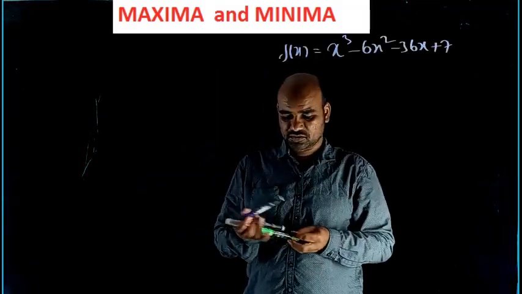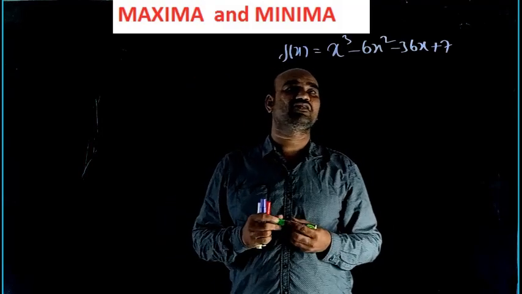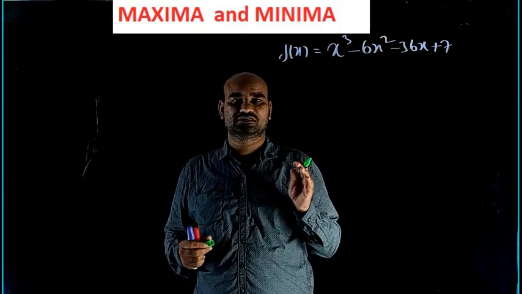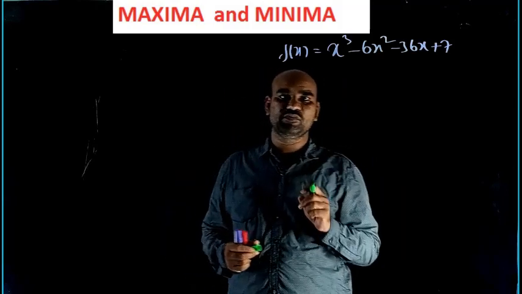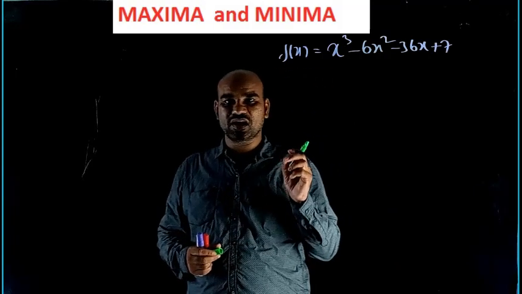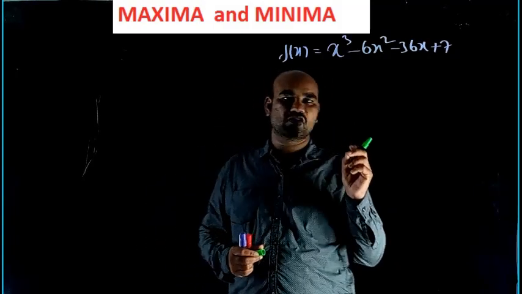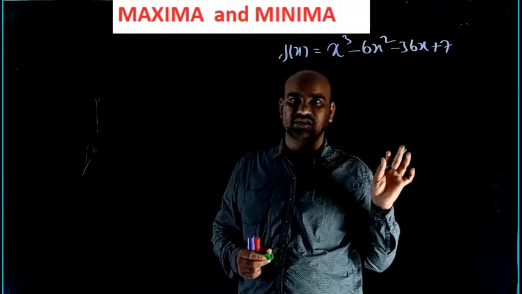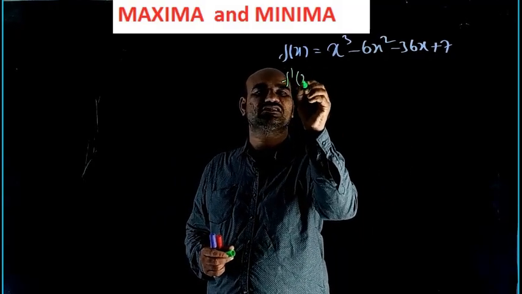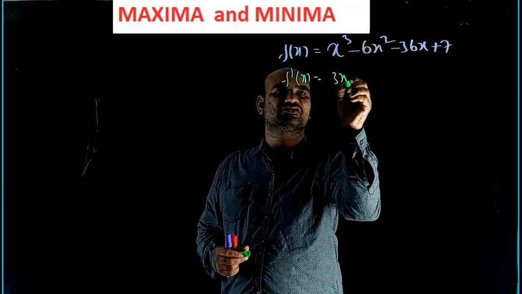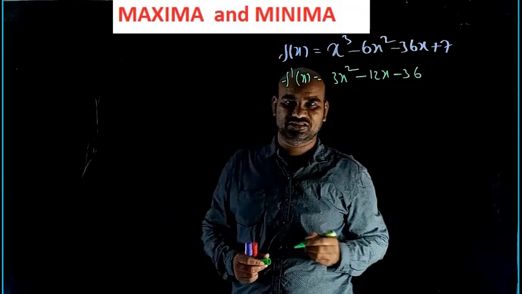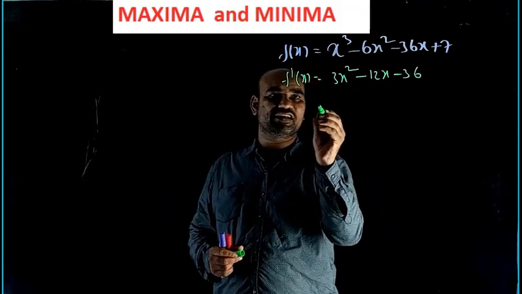Students, observe here. f of x equals x cube minus 6x square minus 36x plus 7. We want to find its minima or maxima, global maxima, local minima, local maxima. So first of all, you need to find f dash of x. 3x square minus 12x minus 36. Now we want to find critical points.